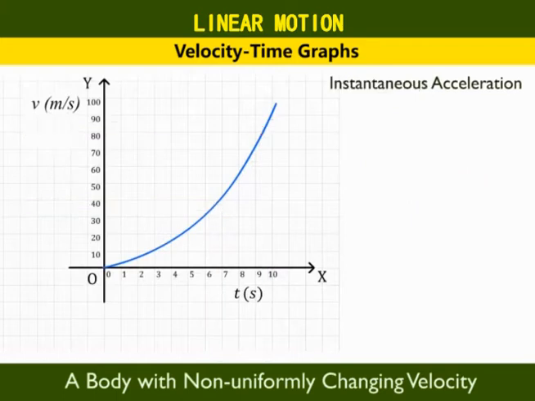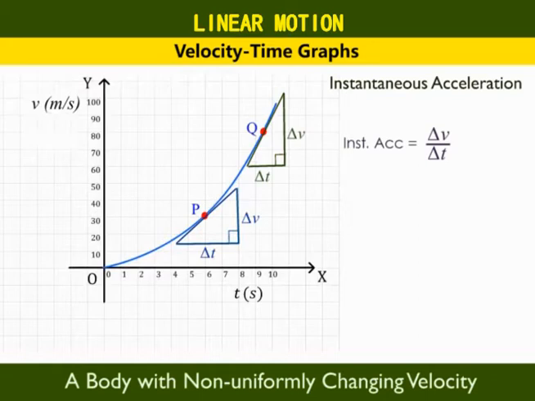Next is instantaneous acceleration. This is the acceleration at an instant. It is equal to the tangent to the graph at that point. Because this graph represents increasing acceleration, gradient at point Q is greater than gradient at point P.